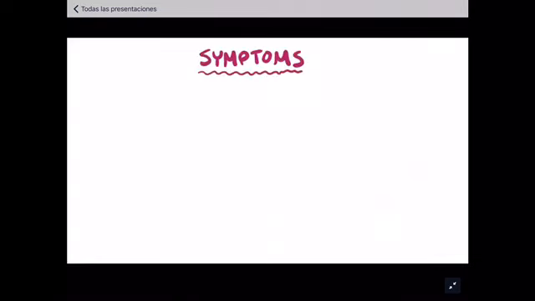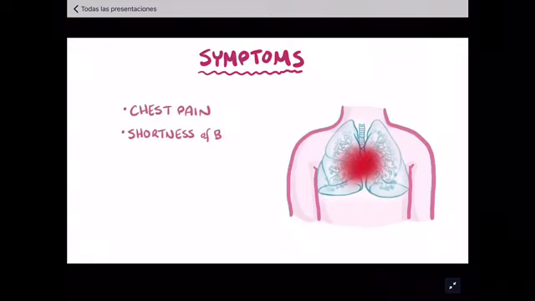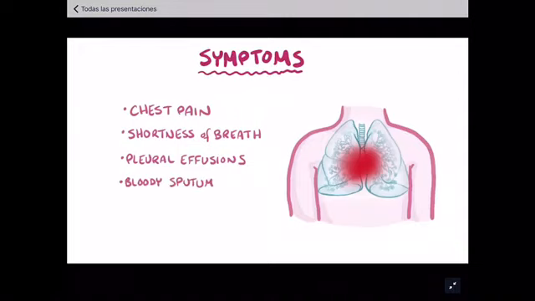Symptoms of mesothelioma affecting the lungs or parietal pleura include chest pain, shortness of breath, pleural effusions, and if the tumor invades into a blood vessel, it can result in bloody sputum. Occasionally, a mesothelioma can also destroy the lung tissue between the bronchial tree and the pleural space, leading to a pneumothorax, which is air in the pleural space.